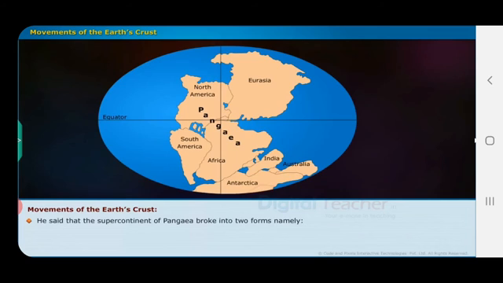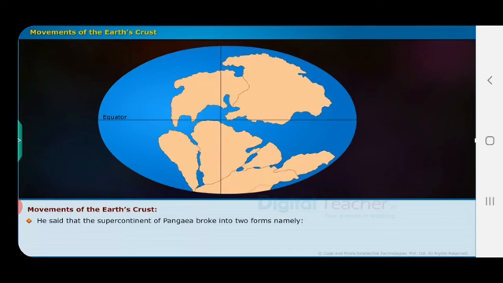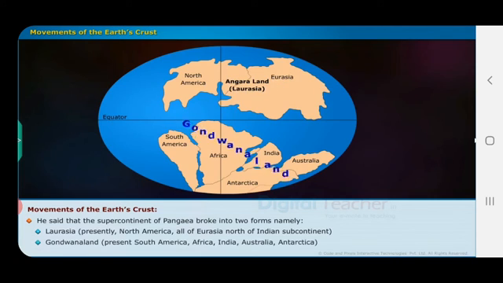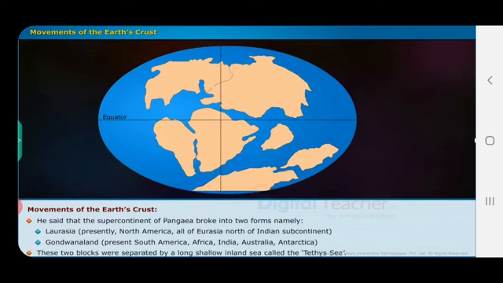He said that the supercontinent of Pangaea broke into two forms, namely Laurasia, presently North America, all of Eurasia, north of the Indian subcontinent; and Gondwanaland, present South America, Africa, India, Australia, Antarctica. These two blocks were separated by a long shallow inland sea called the Tethys Sea.